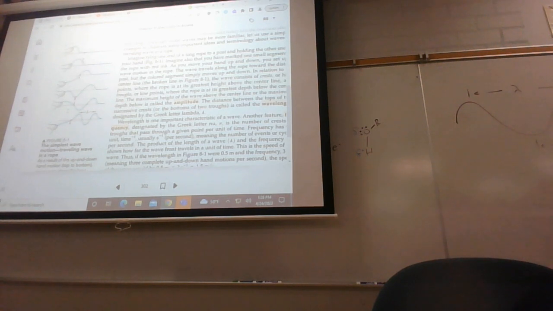Do you know the symbol for speed of light? C. C is the symbol that we use for speed of light. So this is traveling at us at the speed of light. And so one up and down, or down and up and down, one of those cycles is one wavelength. So lambda's wavelength.